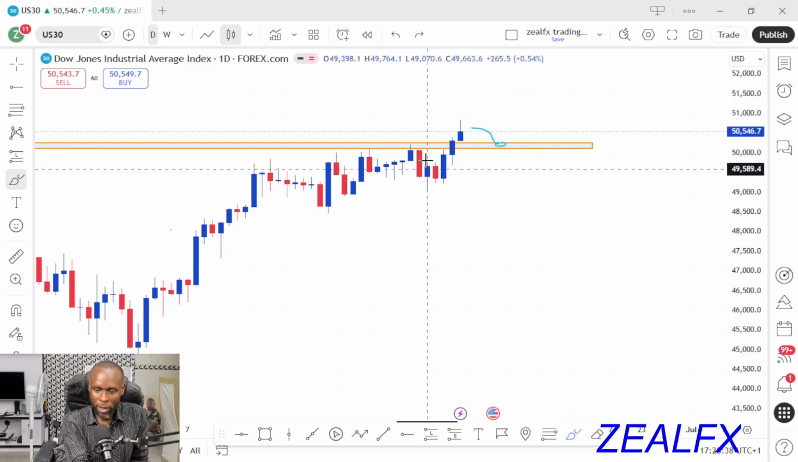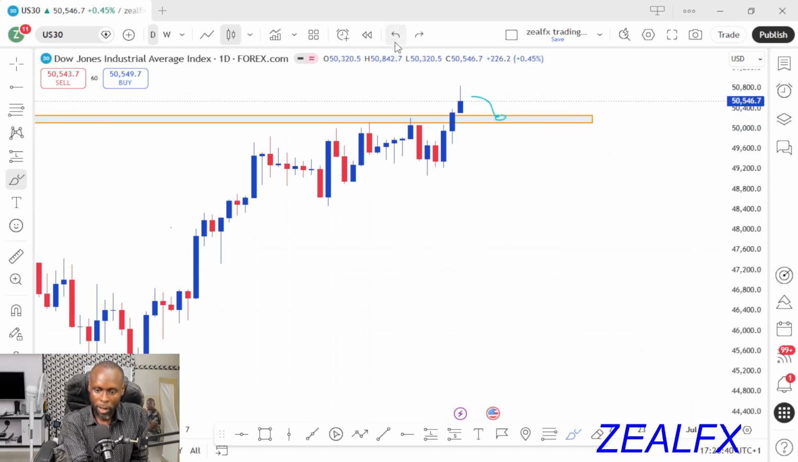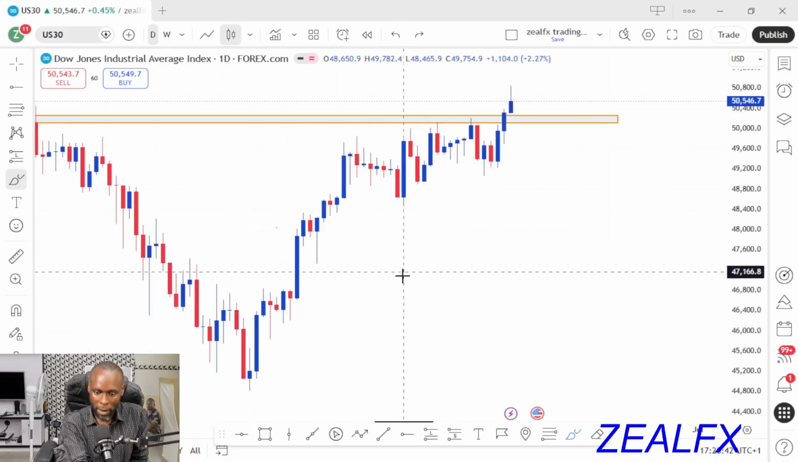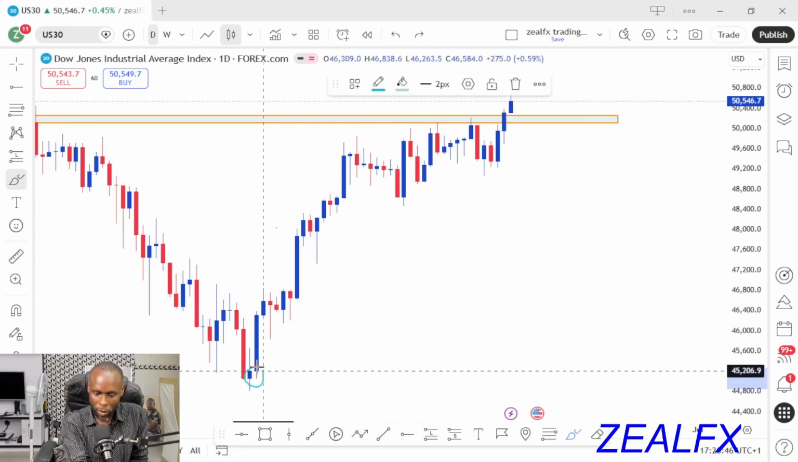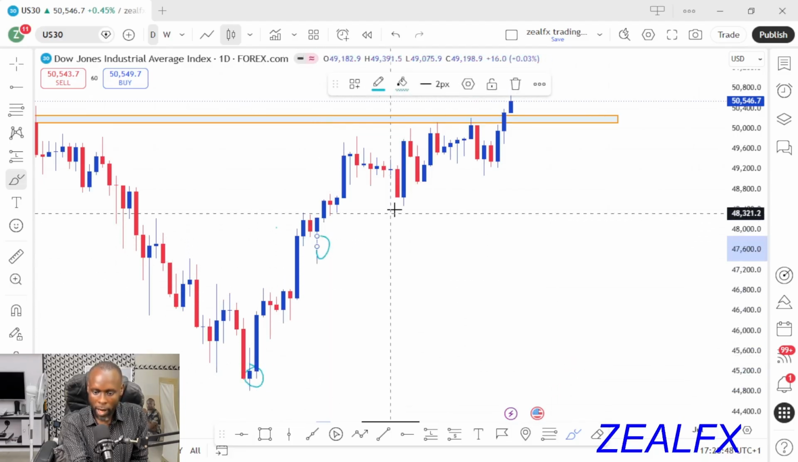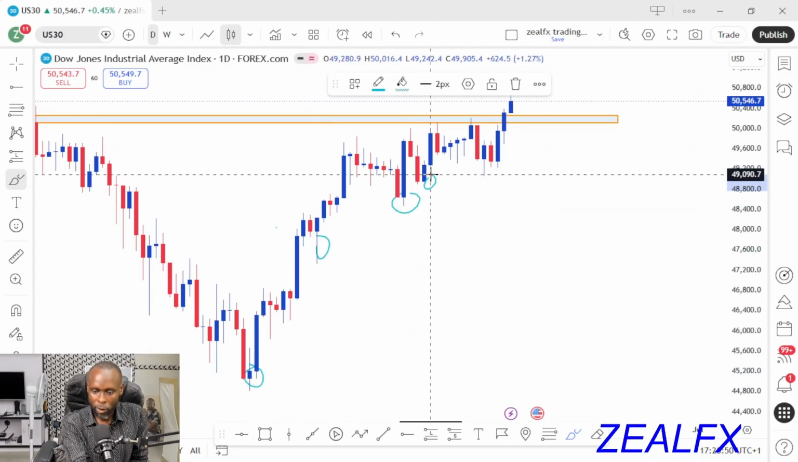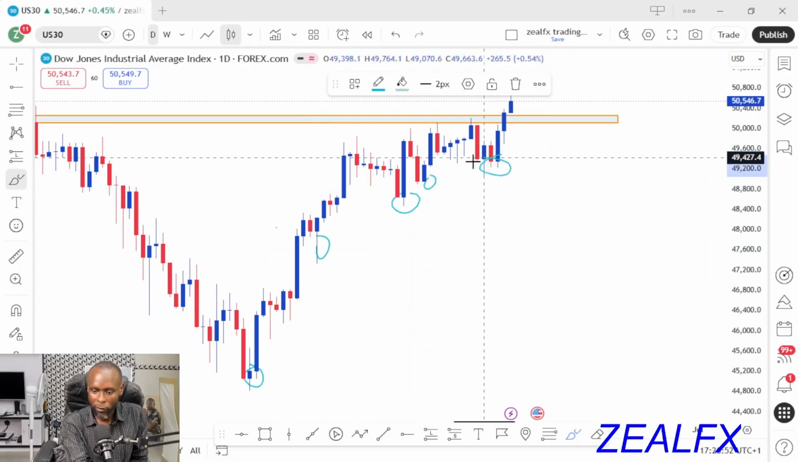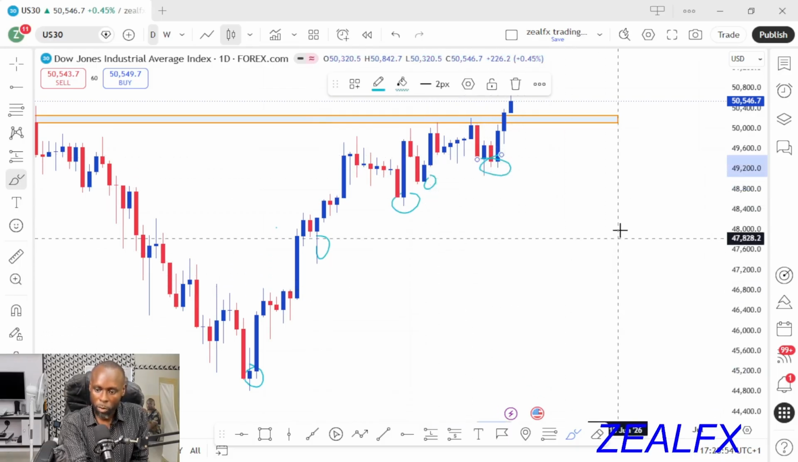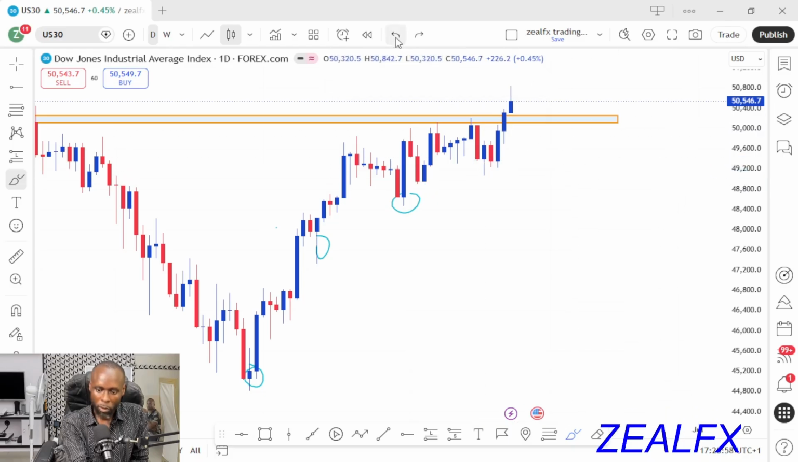So let's look at the trend of the US30 on the daily time frame. On my daily time frame, we can clearly see that price still has strong bullish momentum. You can see we have this lower low and a series of higher lows. This is a sign of bullish trend for us this week. So our job is to look at more of the buying opportunity on the US30 than selling.